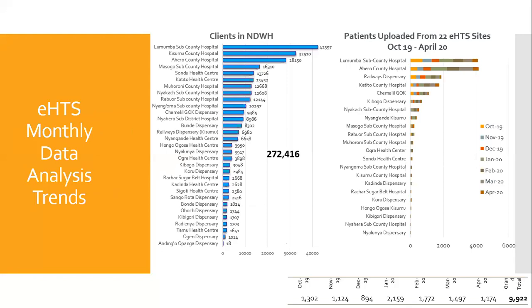As a program, when we started implementing eHTS, we started with 30 sites, but we downgraded to 22 sites. These are the total number of sites that is contributing to 80% of the new positives to the program. And therefore, as a program, we feel like those are the sites that we gave first priority to ensure that the application is implemented.